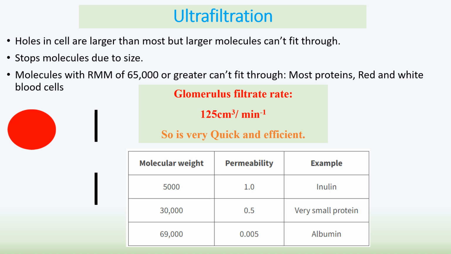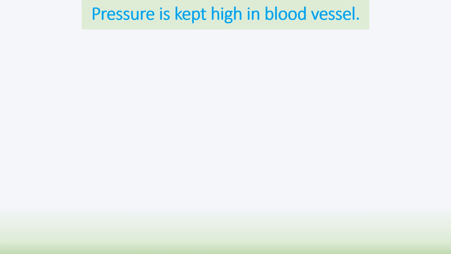Now from here we get the glomerular filtrate, and that is 125 centimeters cubed of liquid every minute. So it's a really fast, efficient mechanism, but obviously this is far too much fluid to be losing from your kidneys every minute, and therefore we now have to start reabsorbing materials we need back into the blood.